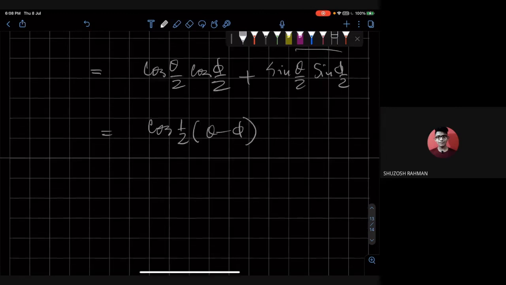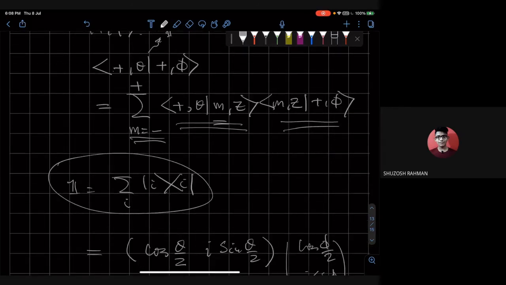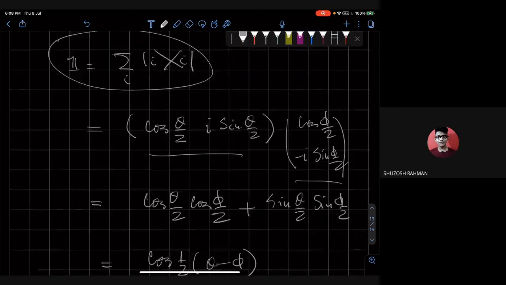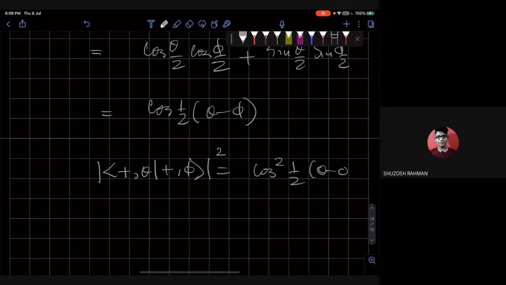I get cosine of half theta minus phi. So we find that the fraction of the second beam that gets passed on to the third beam is given by cosine squared of half theta minus phi. Okay.